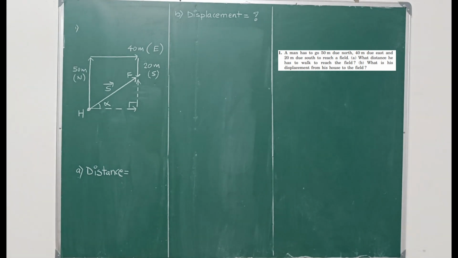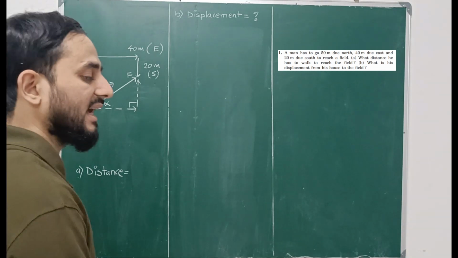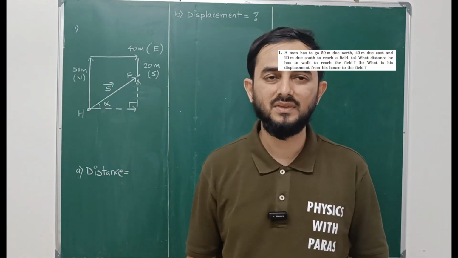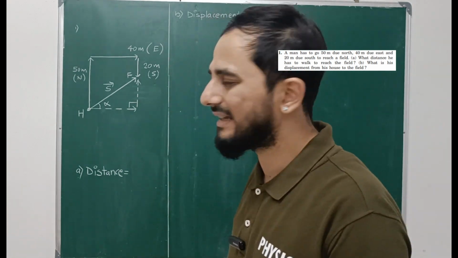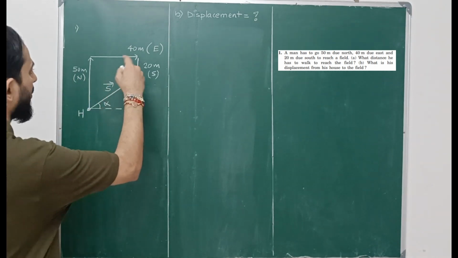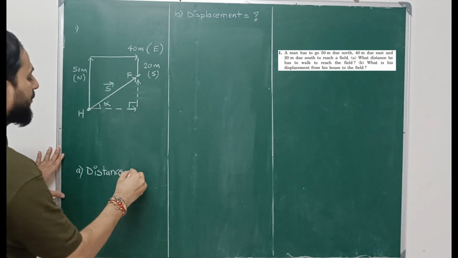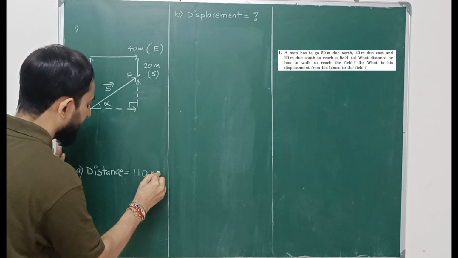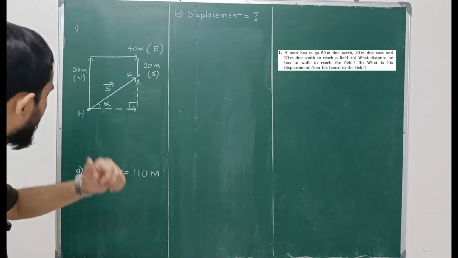Okay sir, now can I say students distance is actual path covered, distance is a scalar quantity, so calculation of distance कोई बड़ी बात नहीं है आपके लिए. Yes, it is 50 meter plus 40 meter plus 20 meter, this should give you 110 meter. So distance is 110 meter.